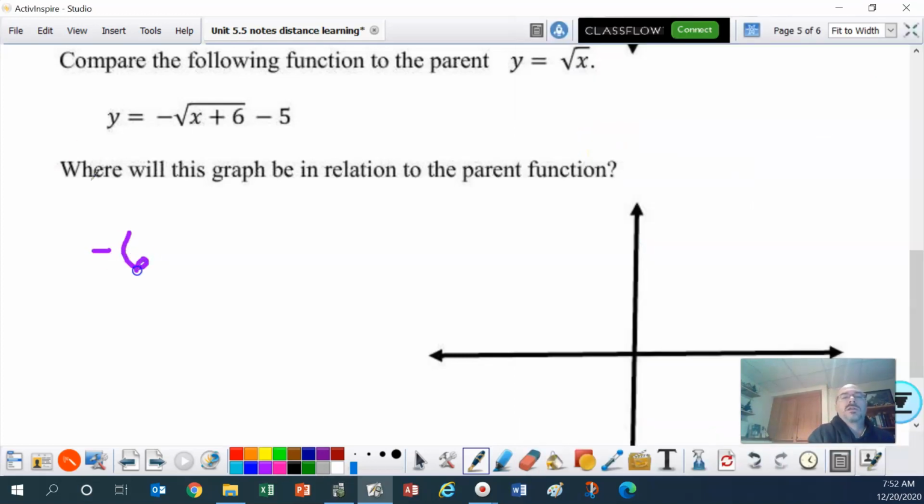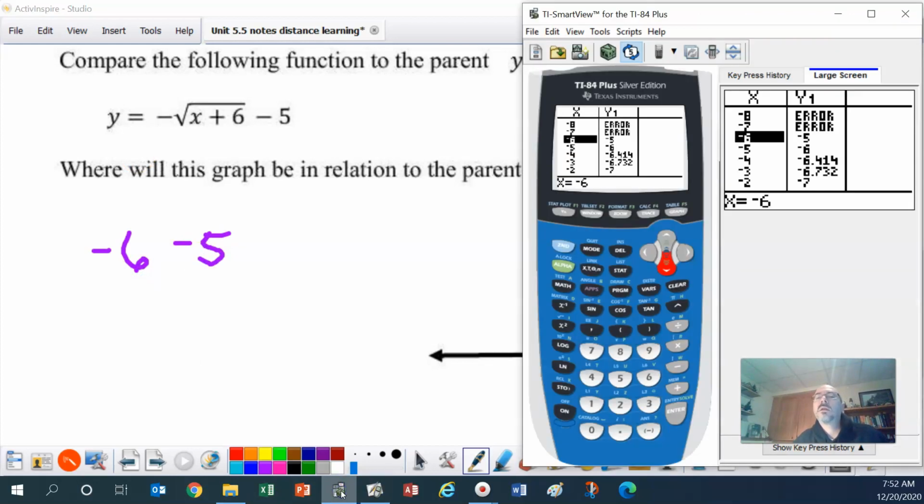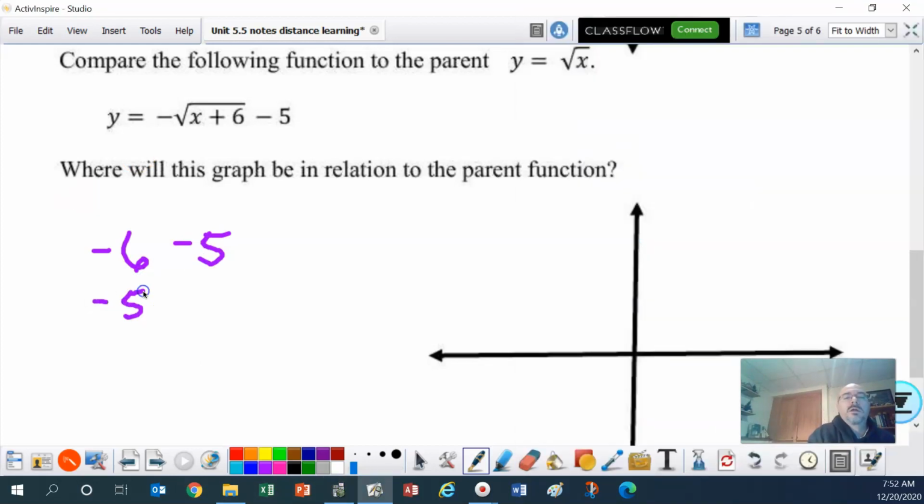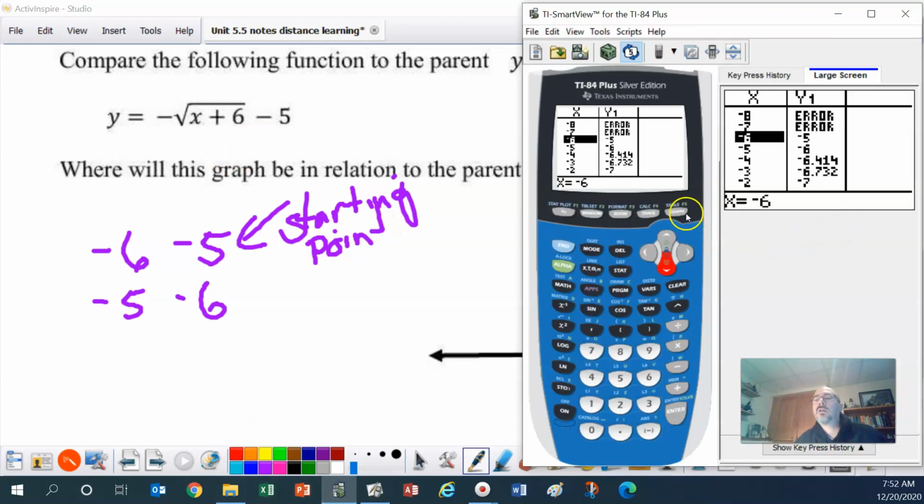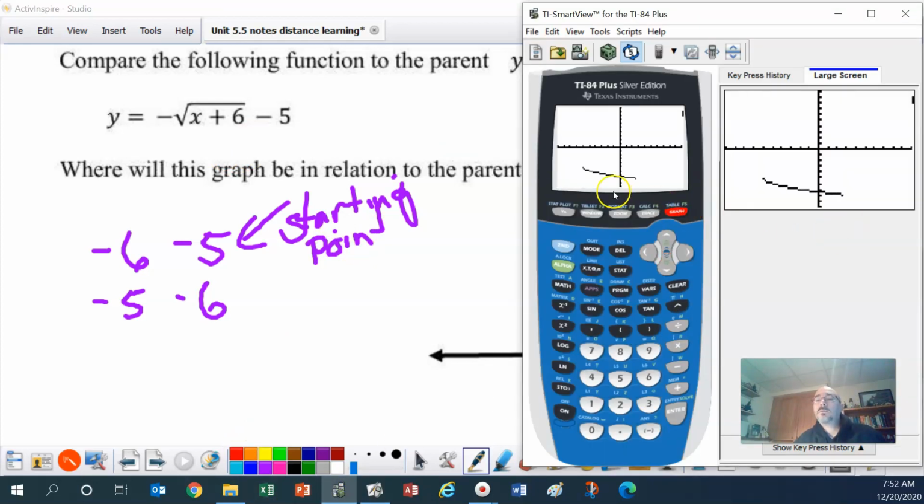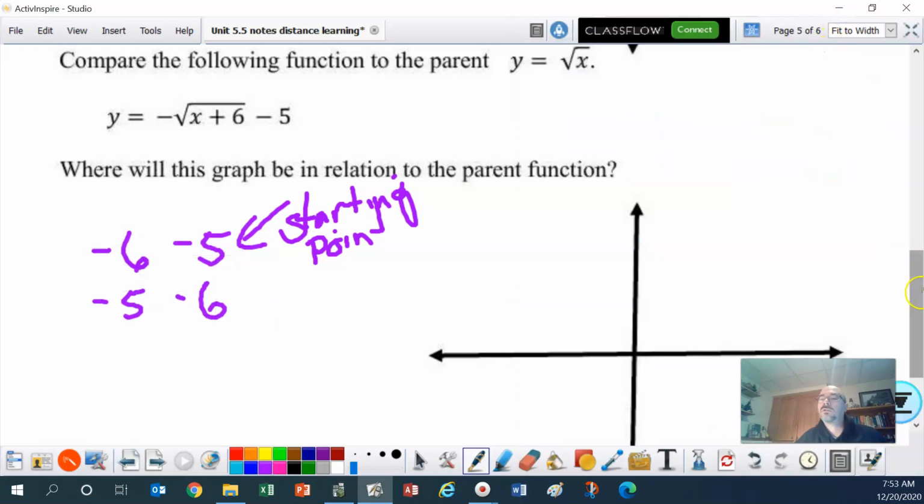So negative 6, negative 5. What was the next one underneath that? Negative 5, negative 6. But that first dot is our starting point, folks. It's pretty cool. It tells us where to start. All right, what does the graph look like? Oh, it's upside down. Oh, I know why, because there's a negative in front. So I'm going to graph this. It looks like it went left 6 and down 5, so that's where it's going to start.